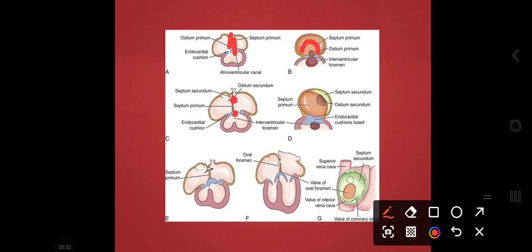A new concentric fold develops on the right side of the septum primum, known as septum secundum. The septum secundum grows distally. Now we have two septa, septum primum and septum secundum. Here is the septum primum and septum secundum. Perforation appears in the center of the septum primum.